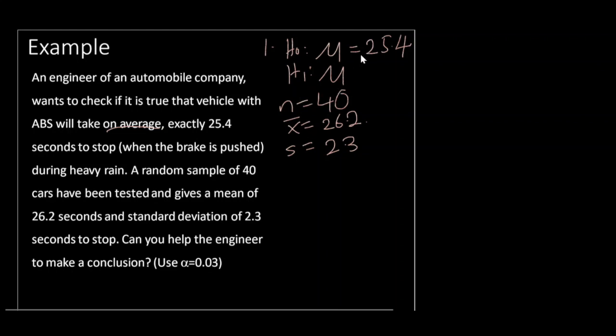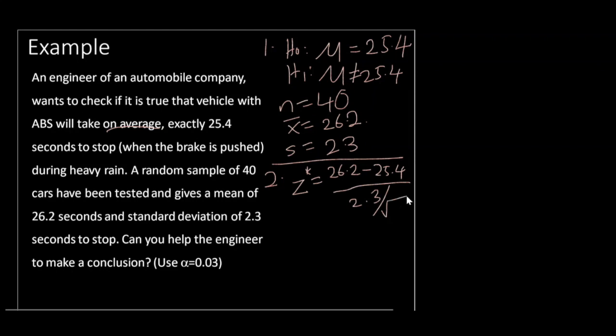So what is the alternative? The alternative would be the opposite of equals to, which is not equals 25.4. That's the first step. And the second step is the test statistics. So the sample size is large, you'll be using your Z star, x bar minus mu 25.4 over s over square root of n. How much is this? 2.1998.